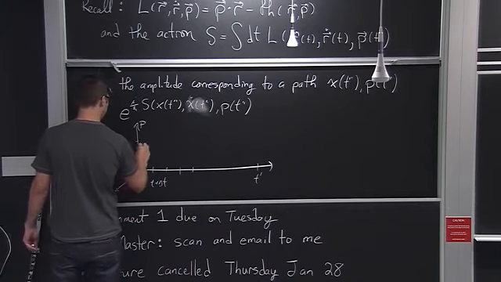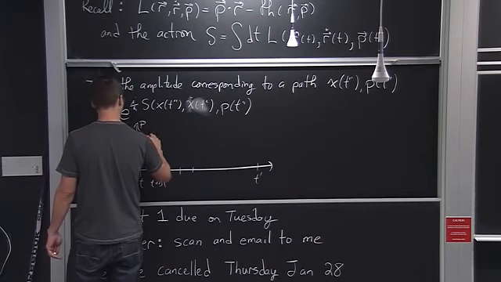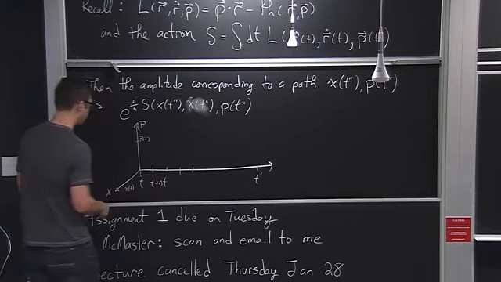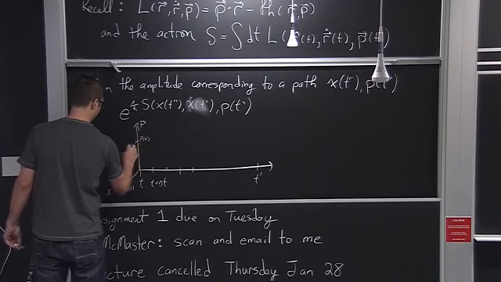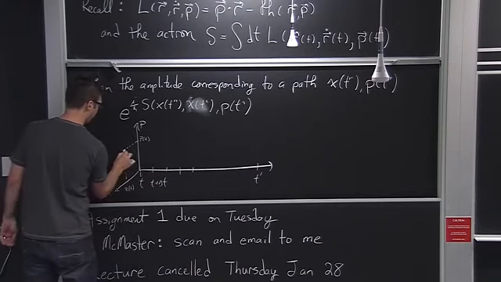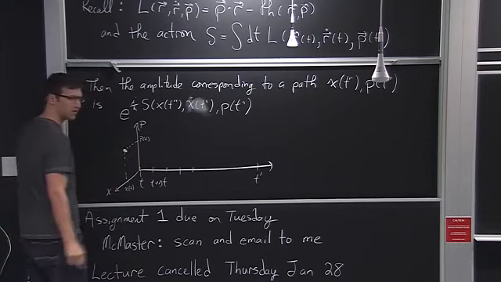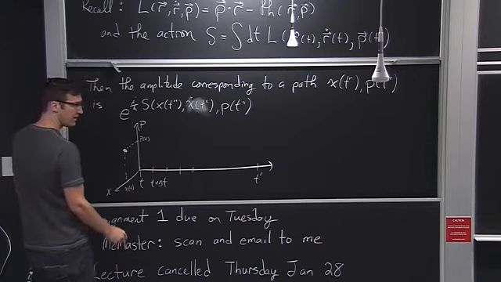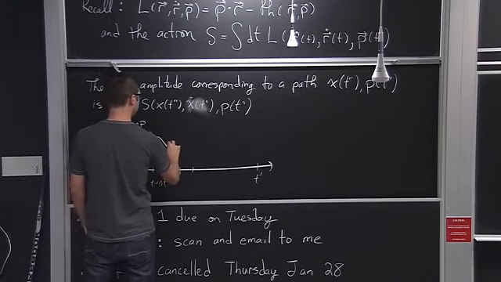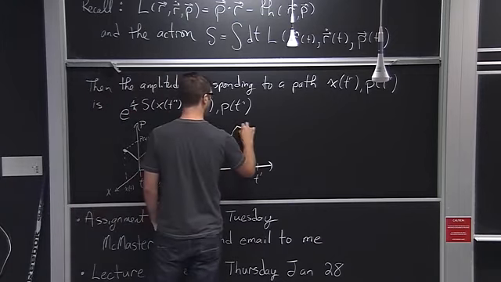And I start out at some momentum and spatial coordinate. That's where my particle starts out. And then I evolve this thing through a whole bunch of discrete steps.